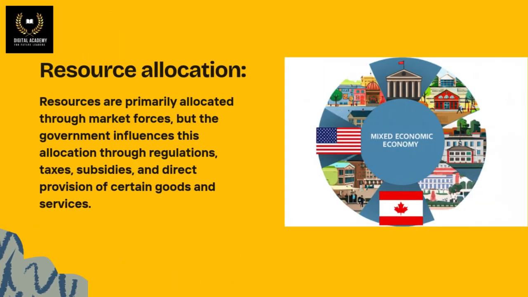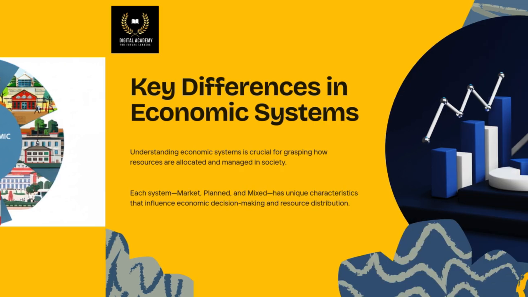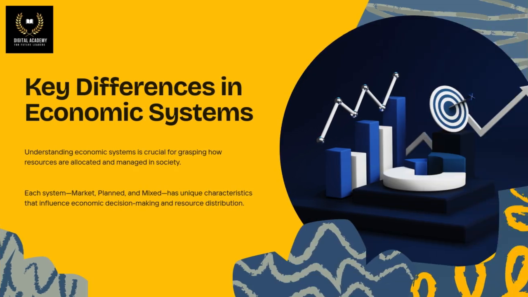Resources are primarily allocated through market forces, but the government influences this allocation through regulations, taxes, subsidies, and direct provision of certain goods and services. Understanding economic systems is crucial for grasping how resources are allocated and managed in society. Each system, market, planned, and mixed, has unique characteristics that influence economic decision-making and resource distribution.